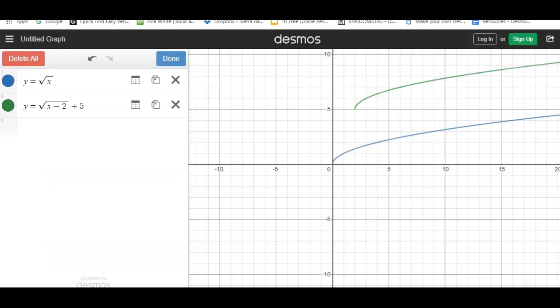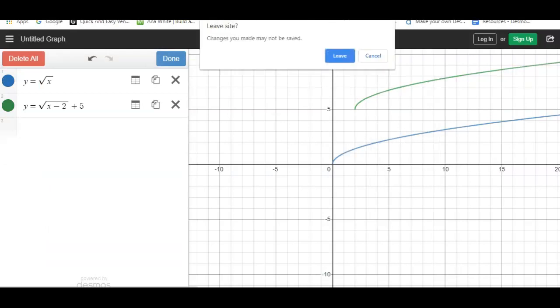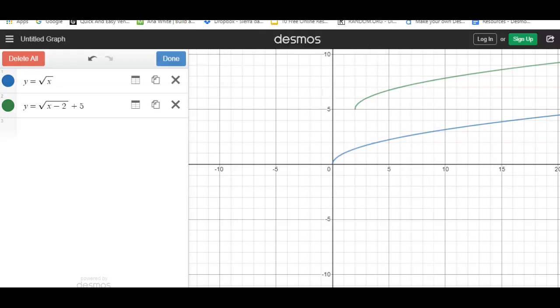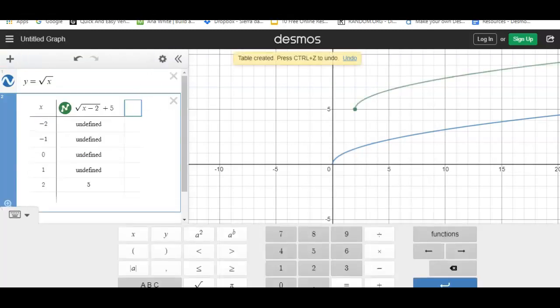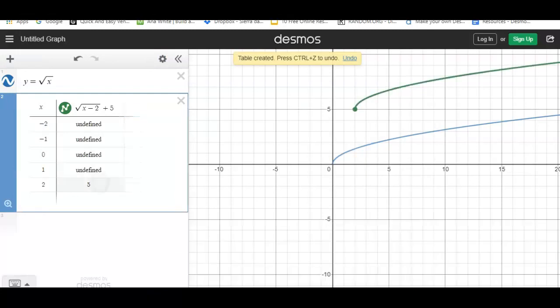So with this one, if we look at our Desmos calculator, we can look at a table of values. I just pressed the button right up here at the top that had the gear. When you press that and then press the table, it'll give you a whole list of values. Now notice for negative numbers it's undefined. At 0 it's undefined because if I put a 0 here, we would have the square root of negative 2. Same with 1.